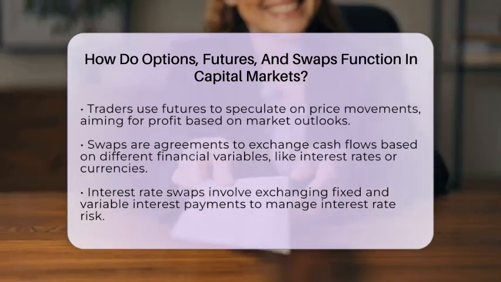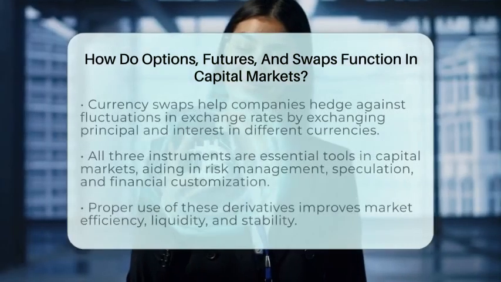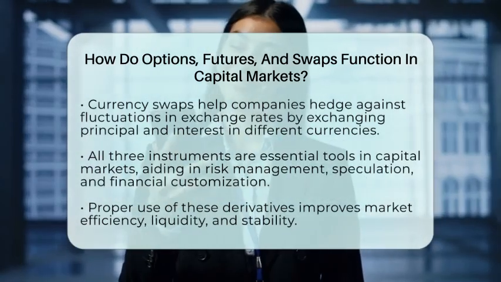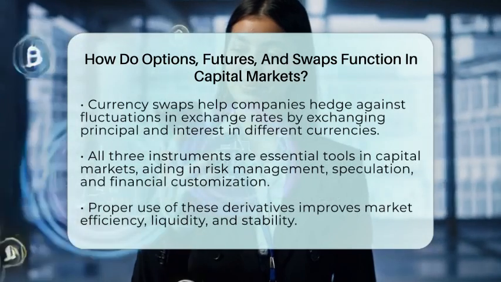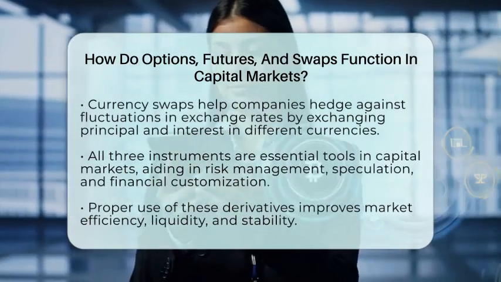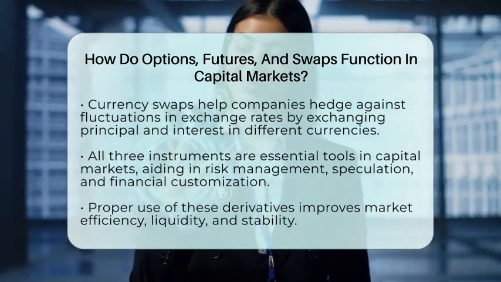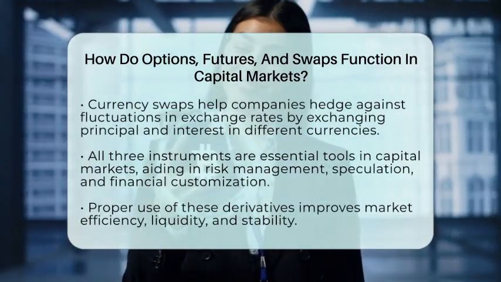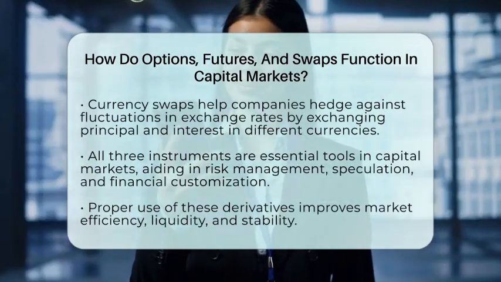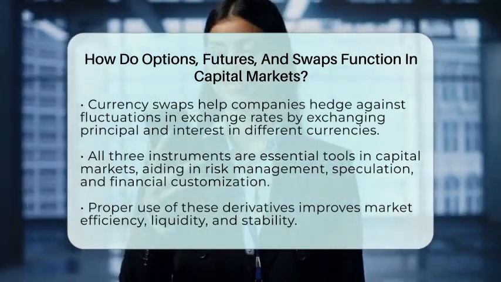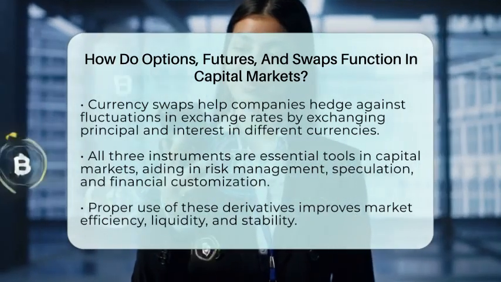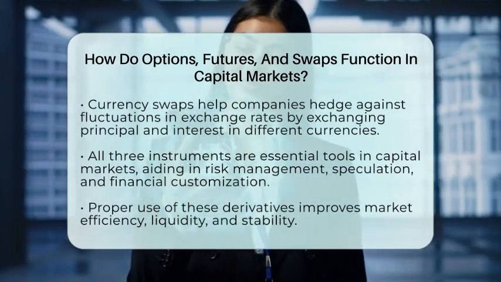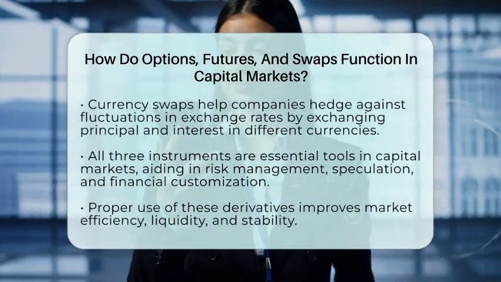For example, a company with a variable rate loan might enter into a swap to convert its payments into fixed rate obligations, providing stability in its cash flows. Similarly, currency swaps facilitate the exchange of principal and interest payments in different currencies, helping multinational corporations hedge against exchange rate fluctuations. All three instruments, options, futures, and swaps, serve as vital components in the ecosystem of capital markets.